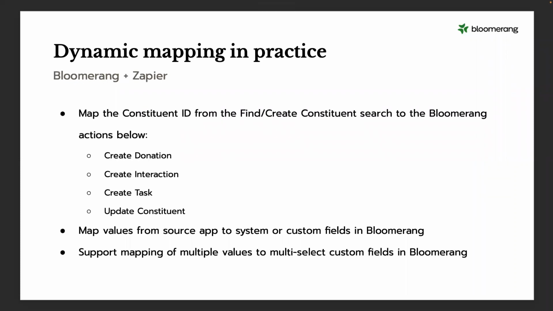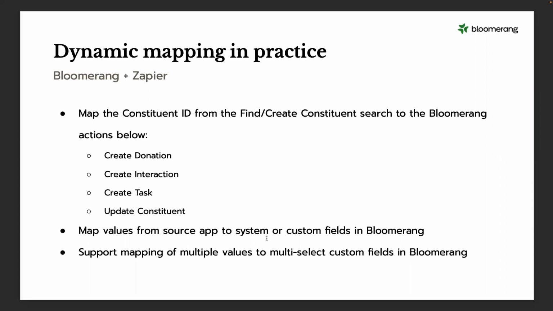Now in Bloomerang automations, dynamic mapping is typically used to map the constituent ID from a find or create constituent search to the Bloomerang actions below. So again, to create a donation, an interaction or a task, or update a constituent. To map values from our source application to system or custom fields in Bloomerang. And to support mapping of multiple values to multi-select custom fields in Bloomerang.